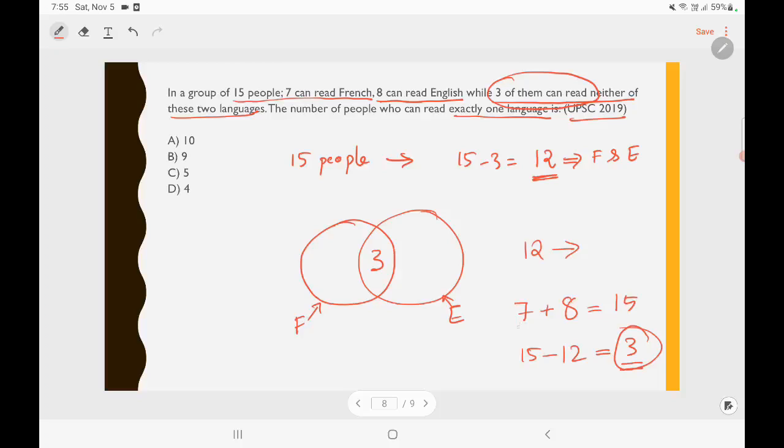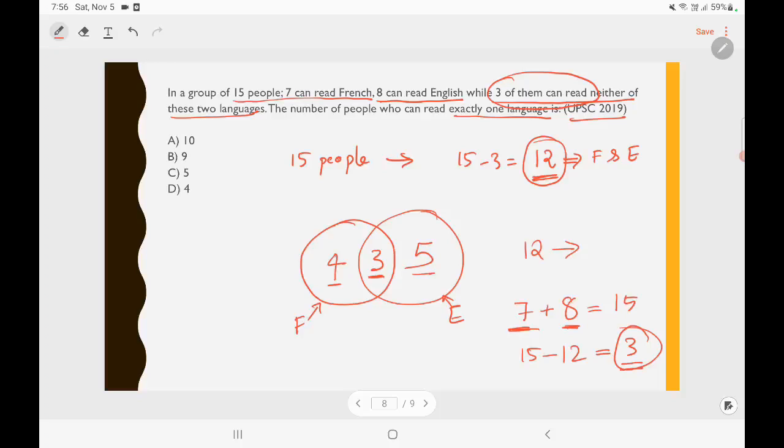Okay. Now there are 7 persons who can read French. We have already written 3 here. So you need to write 4 here. Then there are 8 persons who can read English. We have already written 3 here. So you need to write 5 here. So this is how you need to draw the diagram. Now let's add all these things. You will get 4 plus 3, 7, 7 plus 5, 12. So there are 12 persons in the whole.